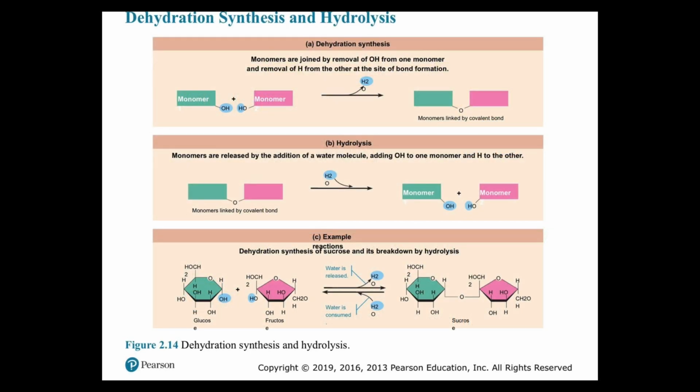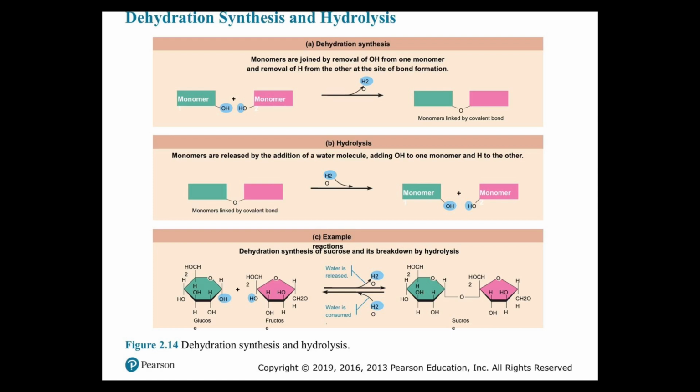Figure 2.14 is the figure from your book, Dehydration Synthesis and Hydrolysis. In figure A, a dehydration synthesis, monomers are joined by removal of OH from one monomer and removal of H from the other at the site of bond formation. And so water is removed and a covalent bond is formed between those 2 monomers.